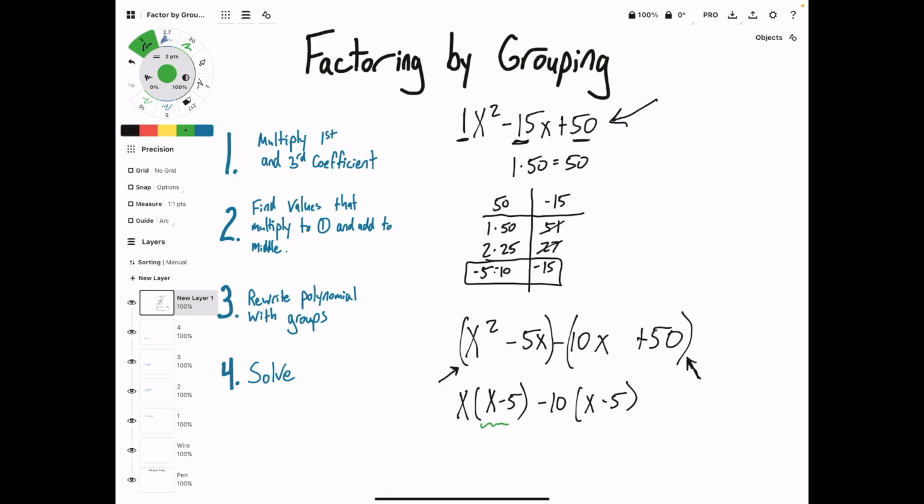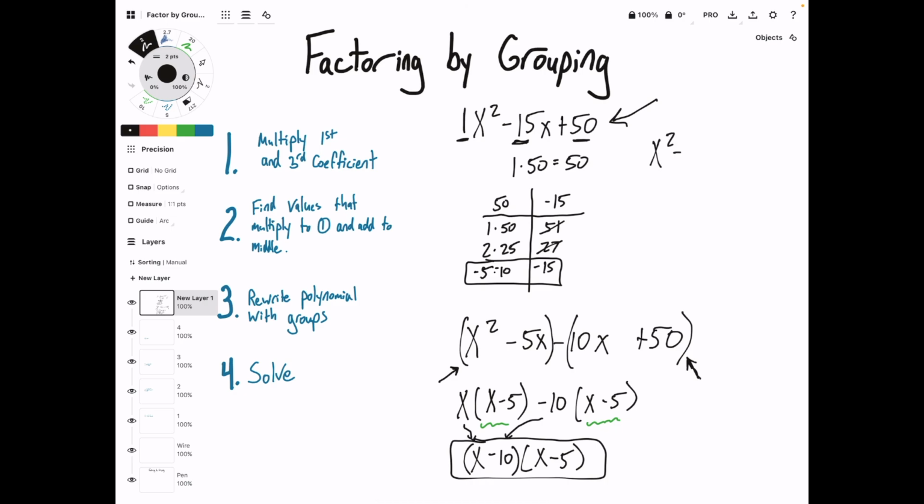Generally, when you see matching terms here, that means you're heading in the right direction. And then finally what we can do is we take this x here and this negative 10, and then we drop down the x minus 5. And so this is the factored form of our original polynomial, x squared minus 15x plus 50.